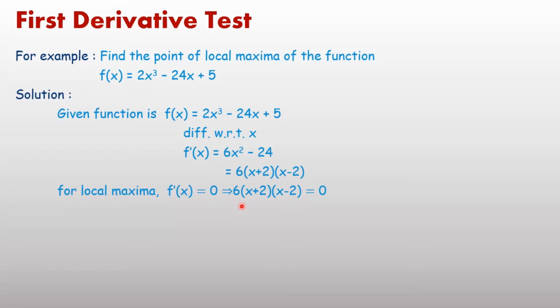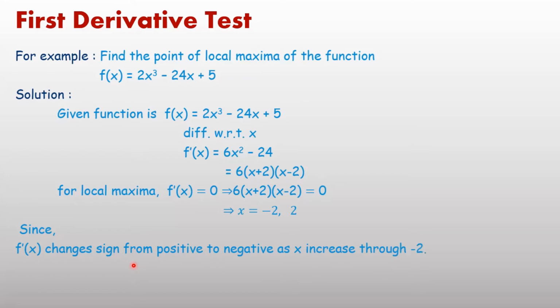For local maxima, f'(x) equal to 0. If f'(x) equal to 0, then 6 into (x plus 2) into (x minus 2) equal to 0, so x equal to minus 2 and plus 2. So there are 2 points at which f'(x) equal to 0. Now, the next step: in the definition, if the function is differentiable, first find these points, then you have to check the nature of the function.